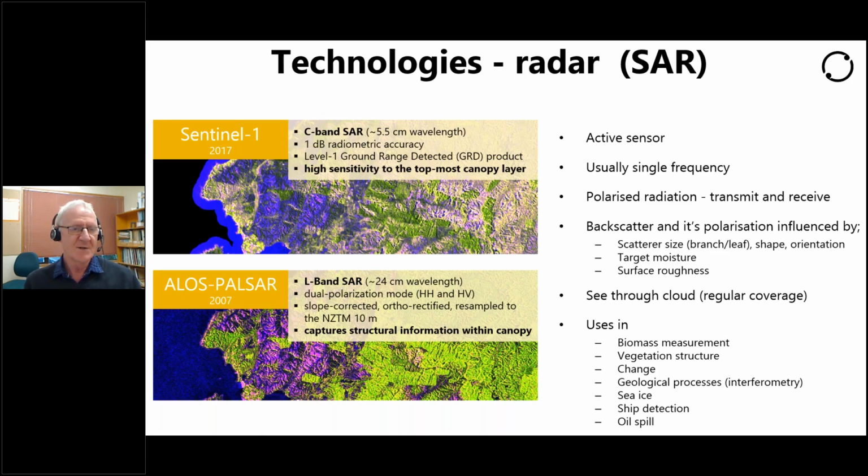As you can see, two different radar images, one at C-band, which is about 5.5 centimeters, and one at a much longer wavelength, L-band, and they're showing different aspects of the target vegetation. The applications are usually biomass measurement, one of the big ones. Vegetation structure is very good for change. Because it sees through clouds, you get very regular coverage from radar, and so it's good for looking at change. And there's also some more specialized applications I've listed there.